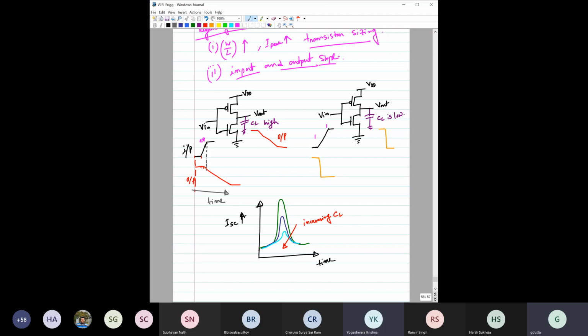See here, this input has already changed from 0 to V_DD, but the output voltage has changed very little. That means the output voltage is still quite close to V_DD, right? So at any point here, the output voltage would be very close to V_DD. Then what is the potential difference between V_DD and V_out, if V_out is also very close to V_DD? The potential difference between these two is very small, right?